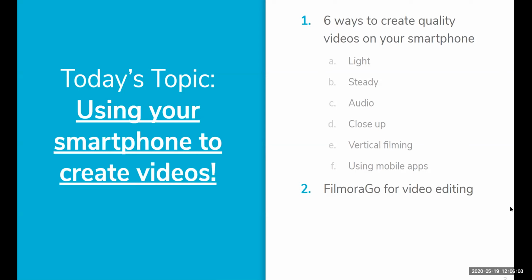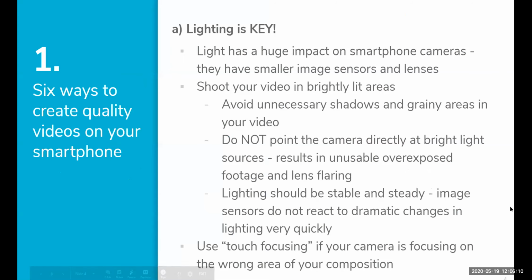All right, so number 1 in our 6 ways to create quality videos on your smartphone is lighting. I cannot say enough about lighting. It is certainly key when you are starting to take a video. Light has a huge impact on your smartphone camera lens. The smartphone camera compared to a regular camera has a much smaller image sensor and lens. So you do have to keep in mind that your smartphone or smart device is going to be really sensitive to lighting and if you have a lighting change.